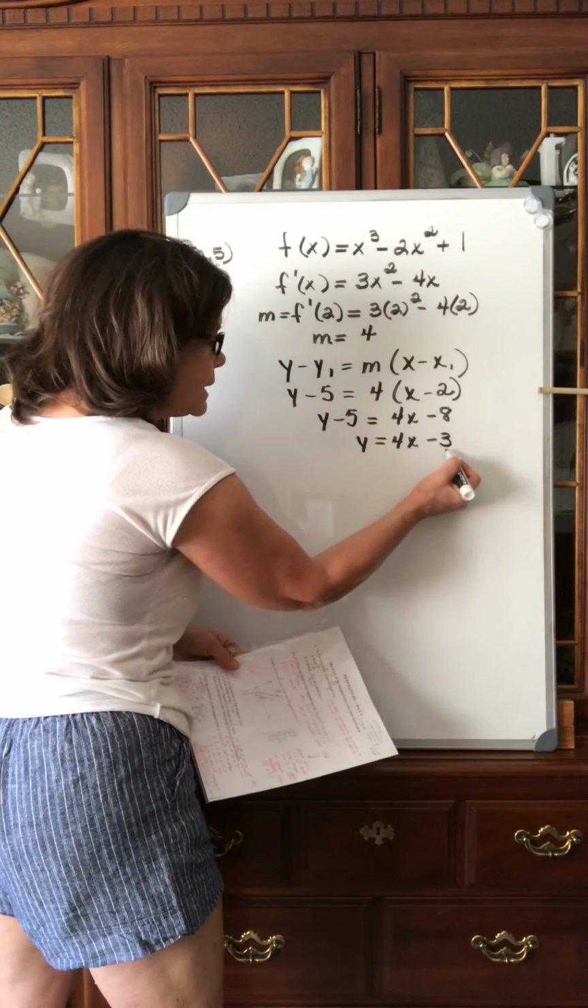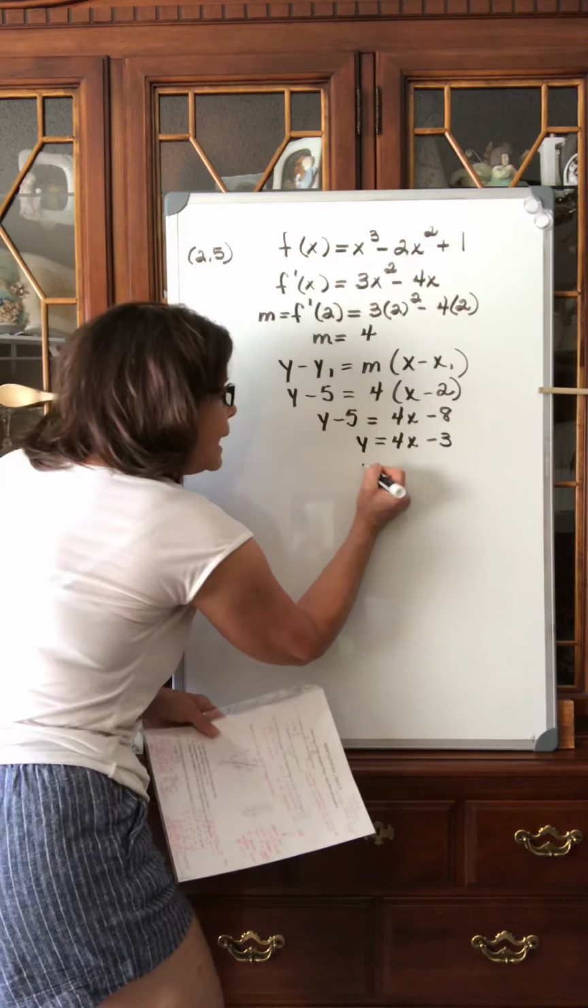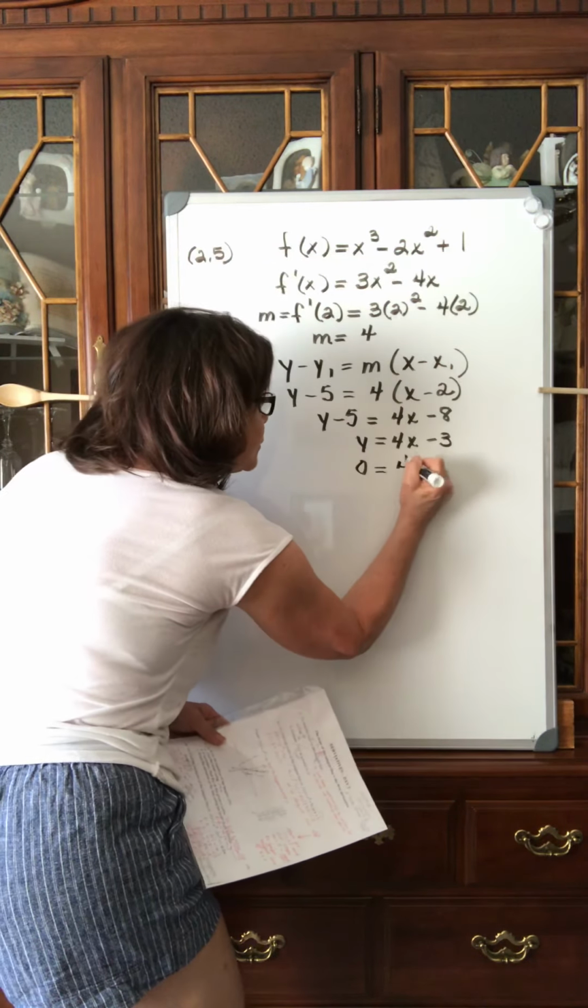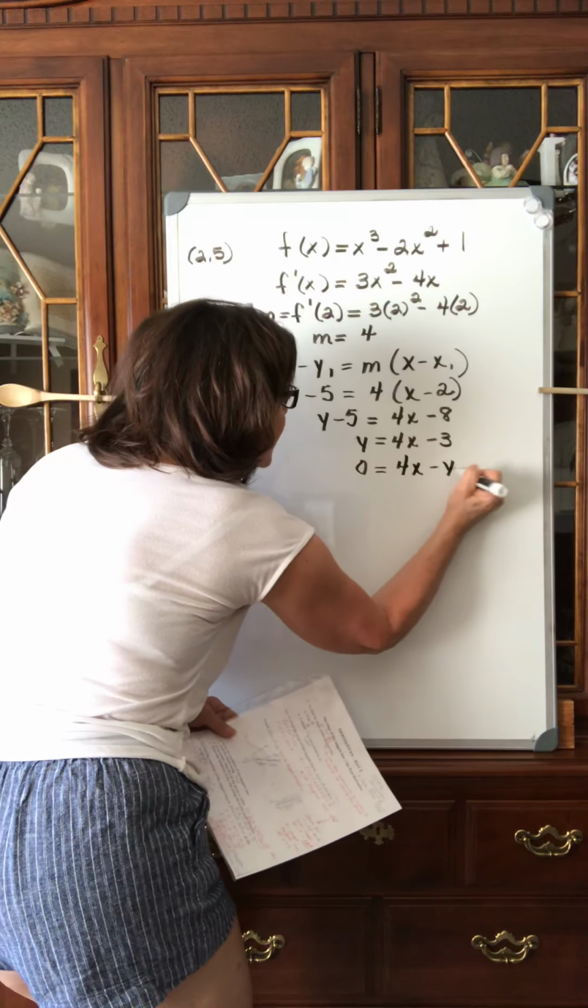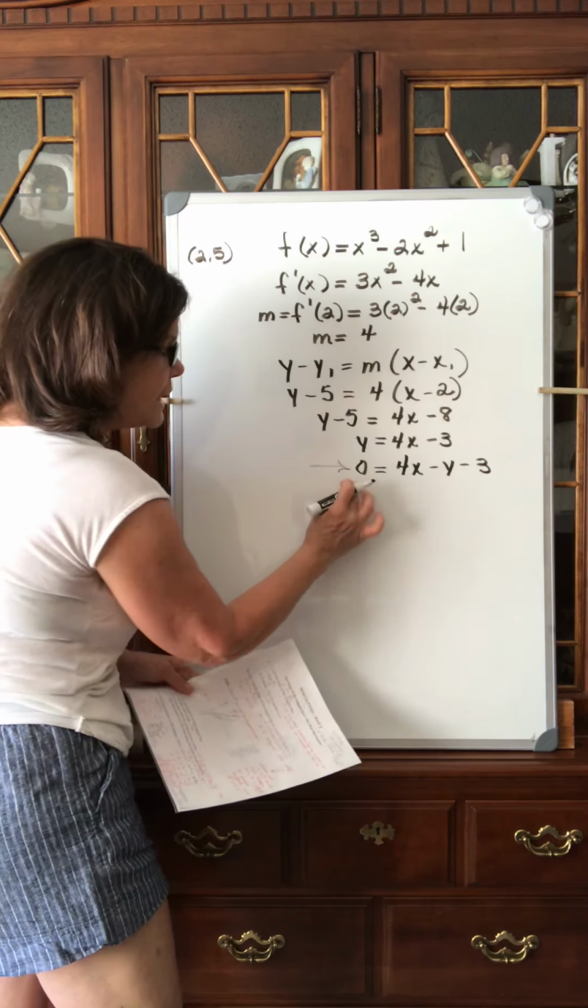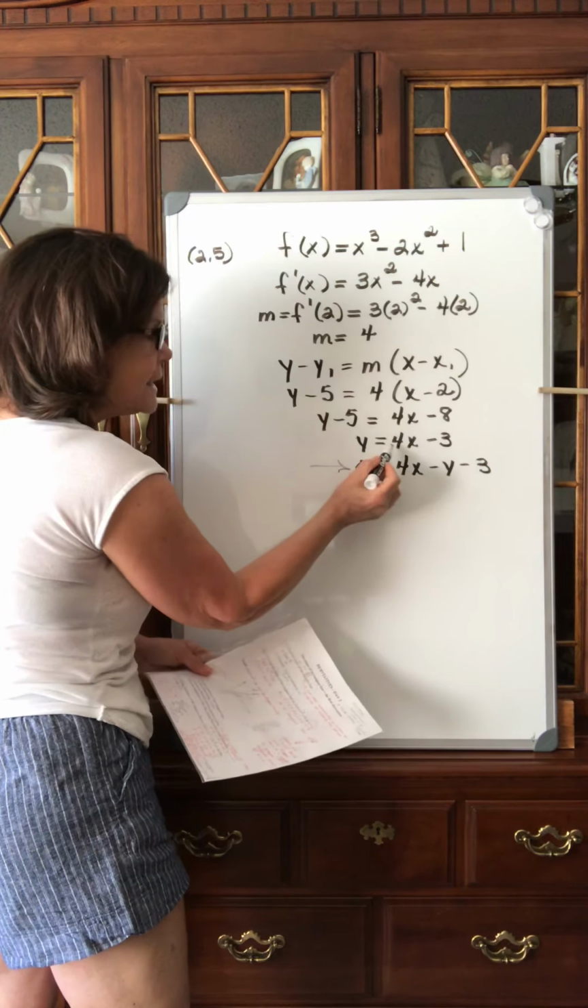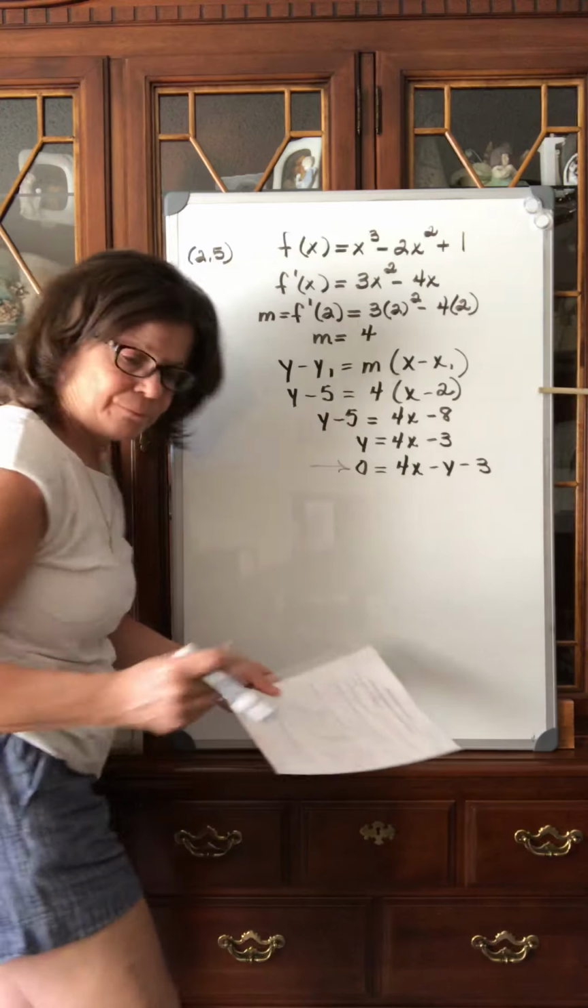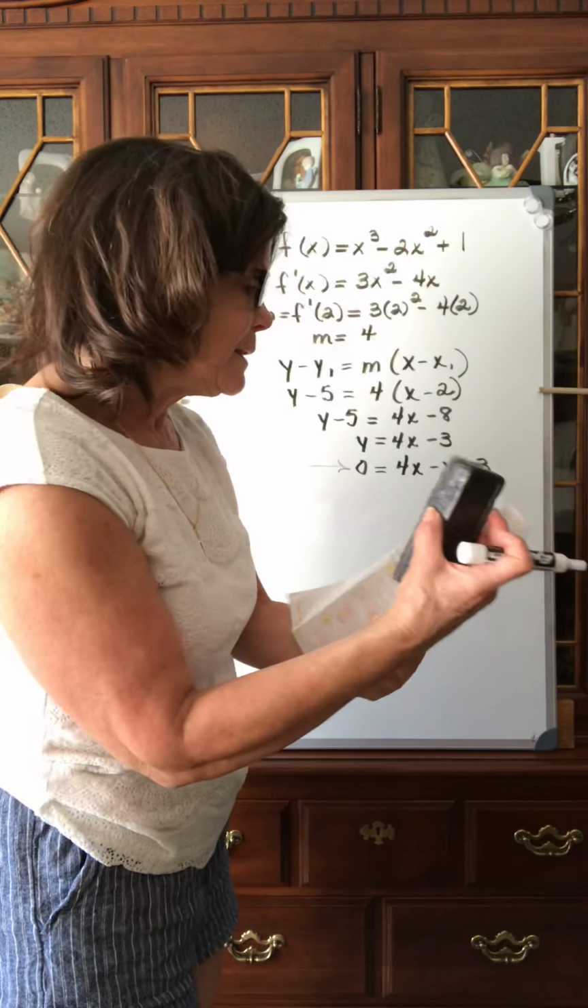So what I'm going to do is move my y over, and I would be left with 0 is equal to 4x minus y minus 3. This last line right here is your general form, and this is your slope-intercept form. Okay, now on the back of the notes.